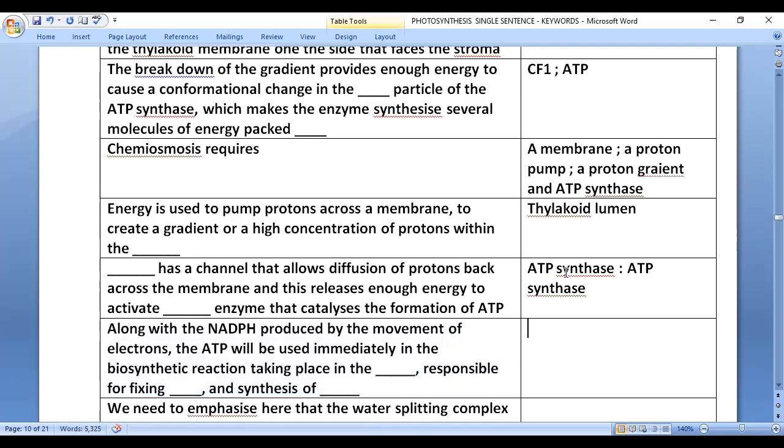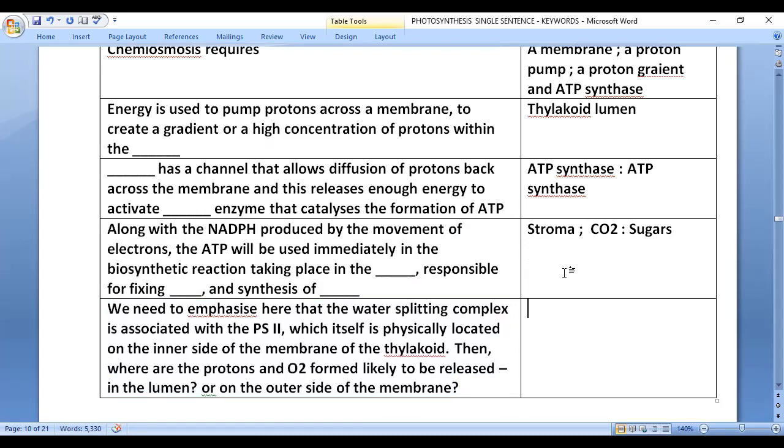Along with the NADPH produced by the movement of electrons, the ATP will be used immediately in the biosynthetic reaction taking place in the stroma, which is responsible for the fixing of carbon dioxide and the synthesis of sugars.